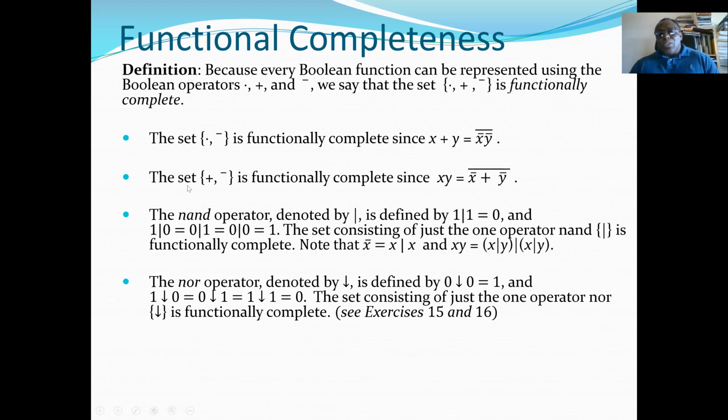The same thing applies to the set plus and complement. It's functionally complete since xy is the same as saying x invert plus y invert, all inverted. If I use De Morgan's theorem, I'll get x invert, plus will become product, times y invert, inverted. And again, the two inverts will cancel each other and we get y. Same thing applies to x, which means our answer will be x times y. So this is again the concept of functionally complete.